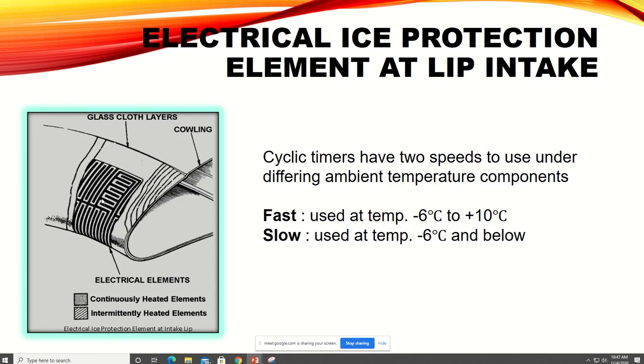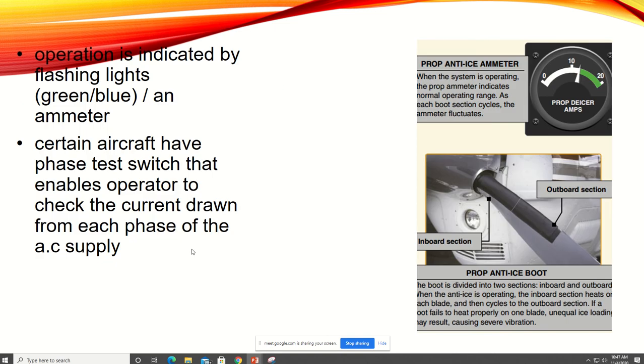This one doesn't have it, this is the heating element. Okay, this cowling area, intake lip. Operation is indicated by a flashing light, green or blue, or an ammeter. Okay, remember last time you will see the ammeter, and then you see the LED flashing lights. We do not use green and blue, we use the red. That is what we have in the training lab.